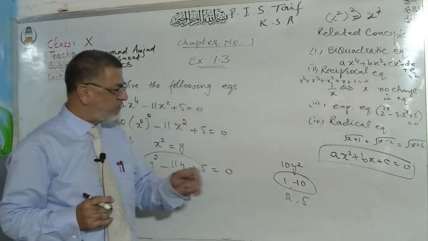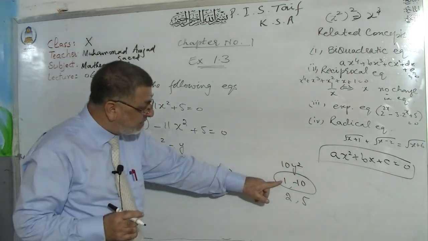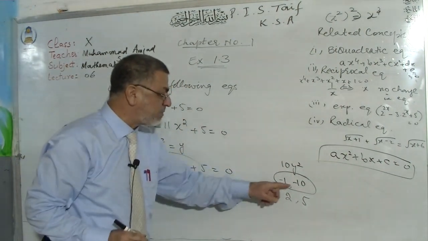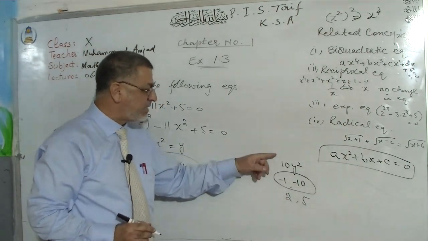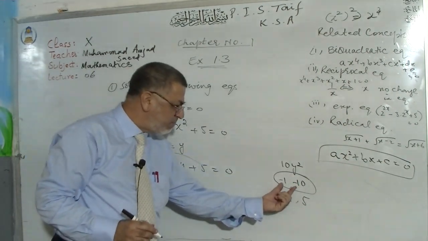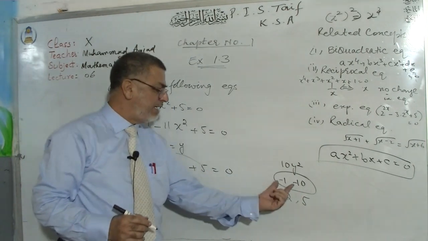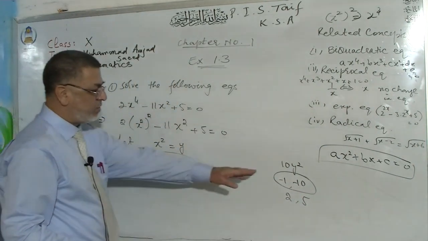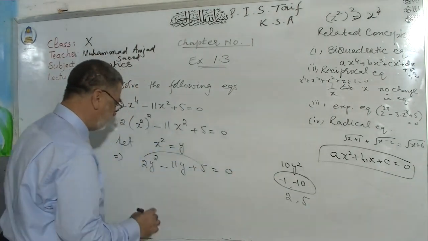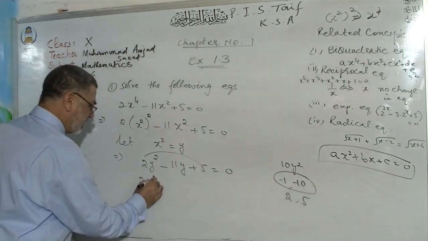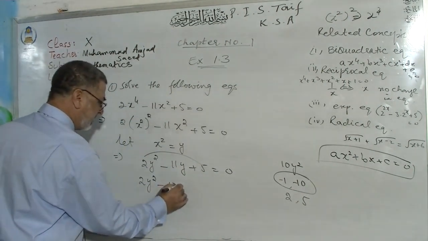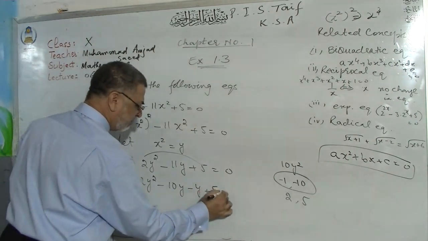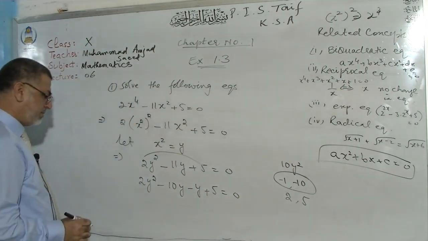Now one sign is left, you have to select it. By multiplying you must get plus 10. So here is minus, here must be minus. So minus minus plus, and 10 and 1. In this way, by multiplying you are getting plus 10, and by adding you are getting minus 11. So that is your pair with correct signs. 2y square minus 10y minus 1y, no need to write 1, is equal to 0.